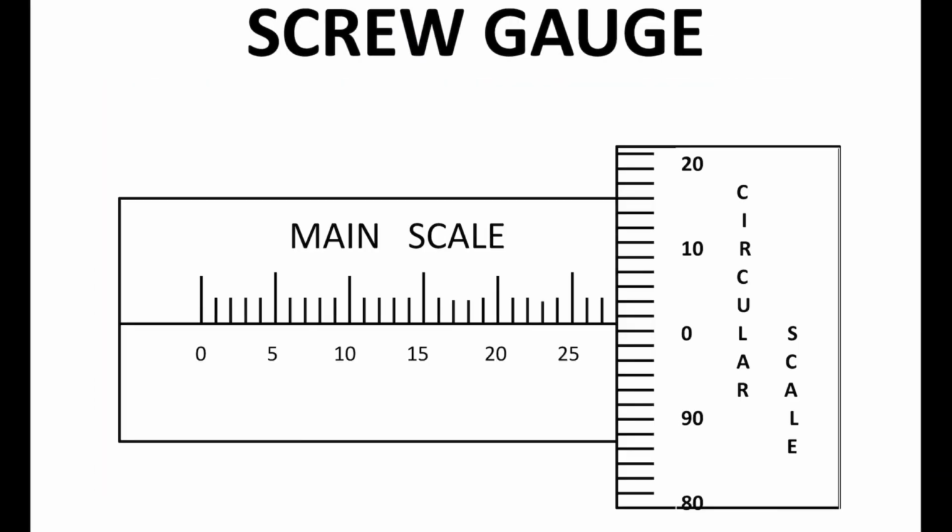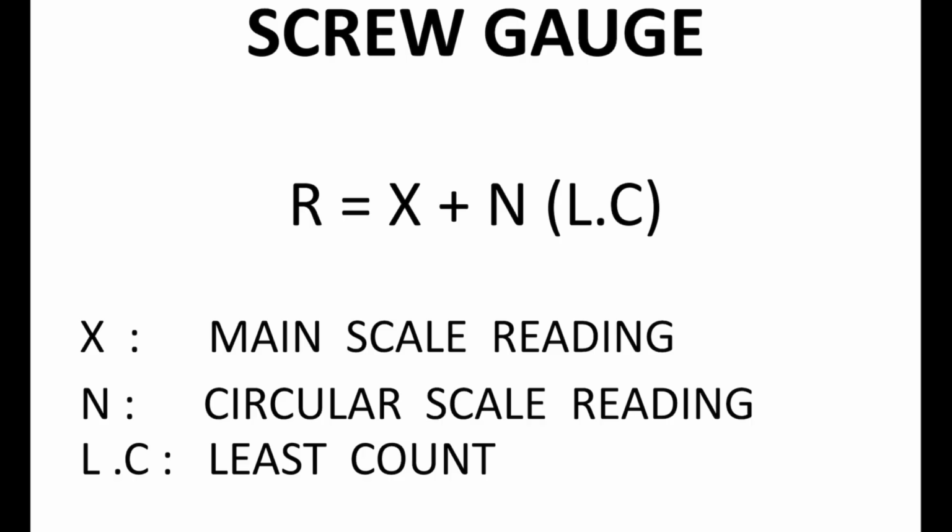The scale on the fixed part is called main scale, that is generally calibrated in millimeters. Each main scale division is of 1 millimeter. The scale on movable part is called circular scale and it has total 100 divisions of equal width. Final reading from the screw gauge is calculated by the relation R equal to X plus N into LC. In this relation, X is main scale reading, N is circular scale reading, LC stands for least count of screw gauge.